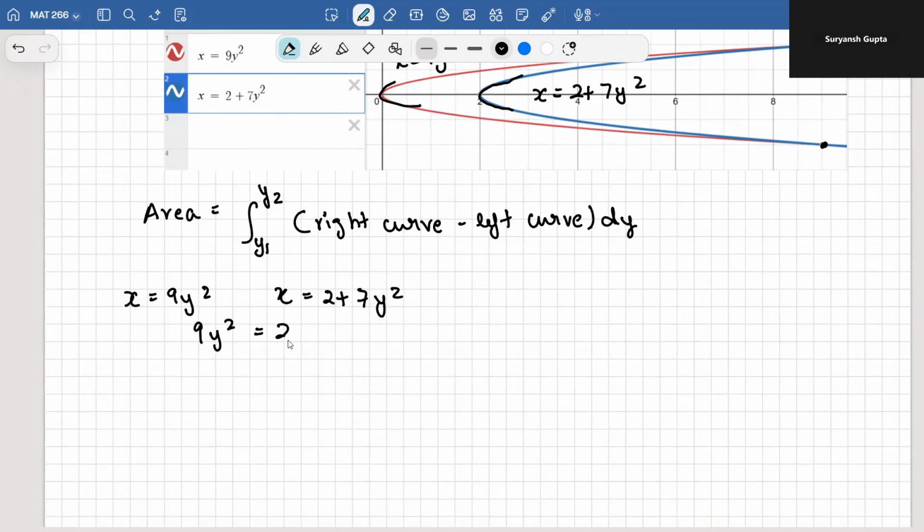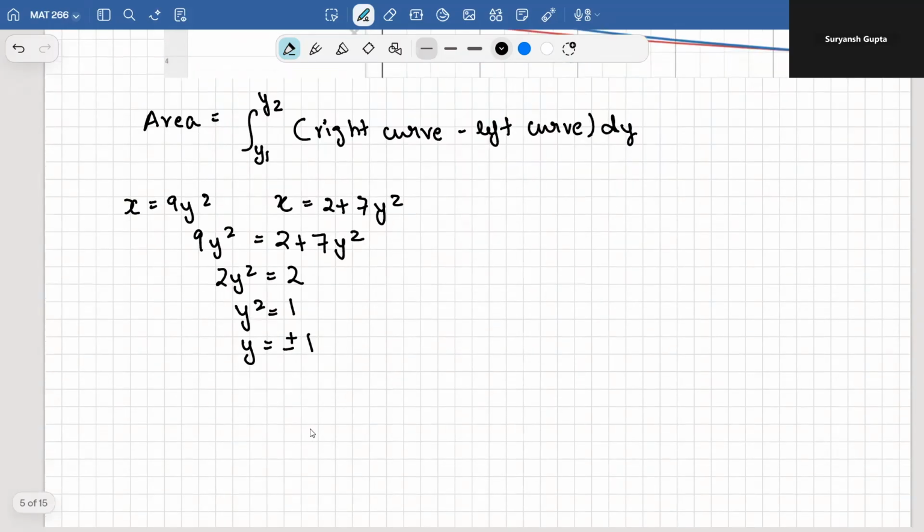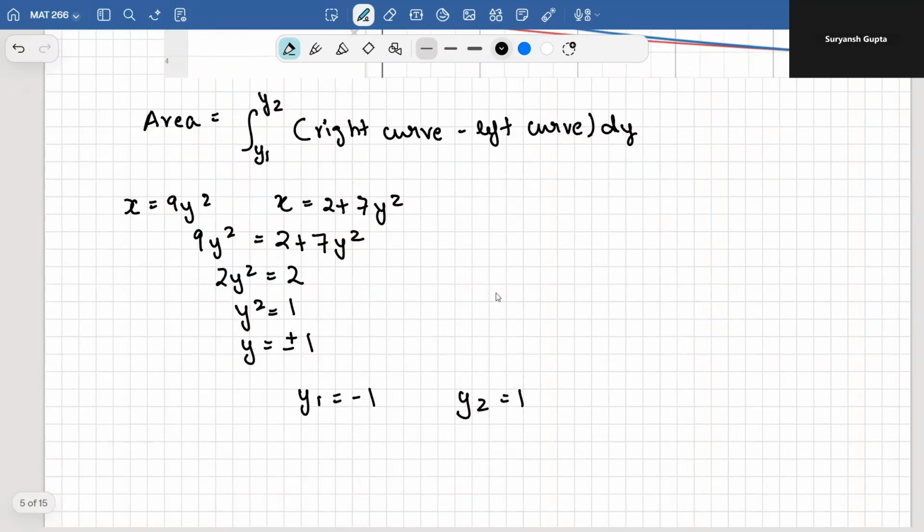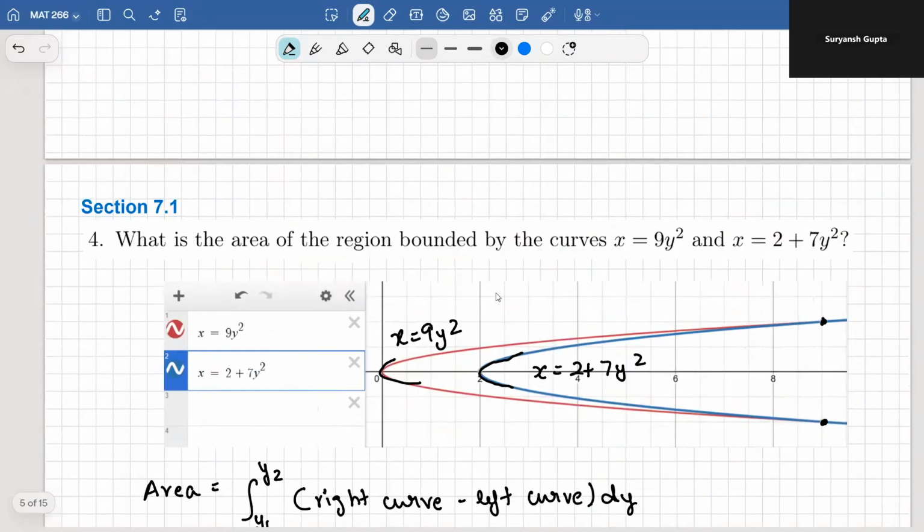9y squared is equal to 2 plus 7y squared. The reason I can do that is since both of them equate to x, they both should be equal as well. Now I would just simplify it. I would get 2y squared is equal to 2, y squared is equal to 1, and then y is equal to plus or minus 1. So my bounds here are y1 is equal to -1 because that's the lower bound, and y2 is equal to 1. And it's asking us to find the area bounded by these two curves, so essentially, it's looking at this area here.